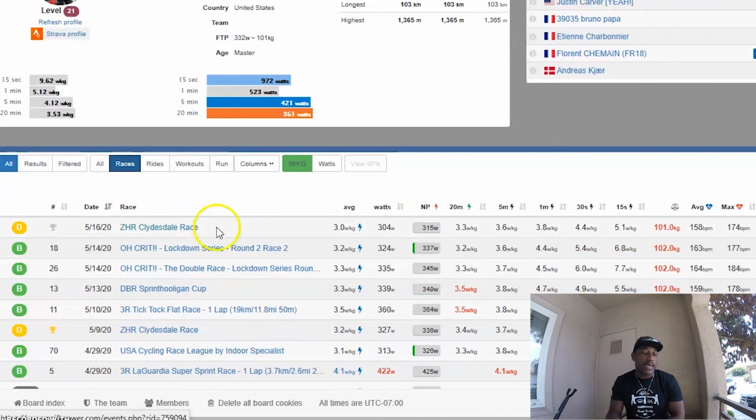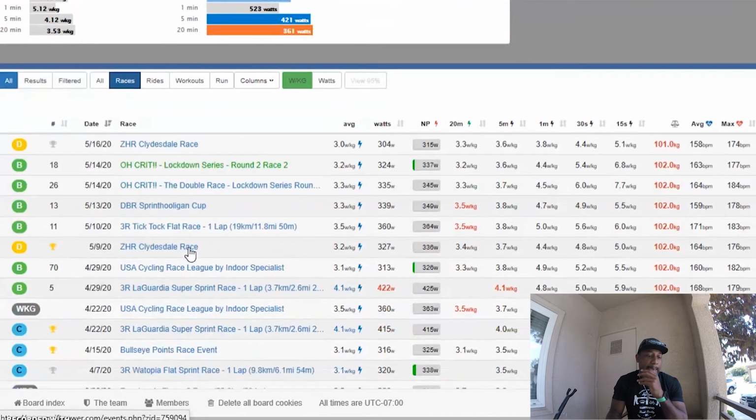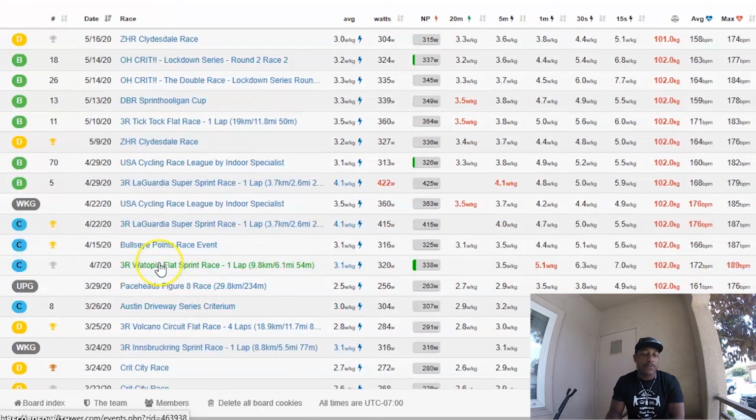And what I want to look at specifically is the Pace Heads Figure 8 race, which the distance was 29.8 kilometers and the elevation was 234 meters. So let's go ahead and click that right here. And this race took place on March the 29th. So we click that, and it pulls up the race.